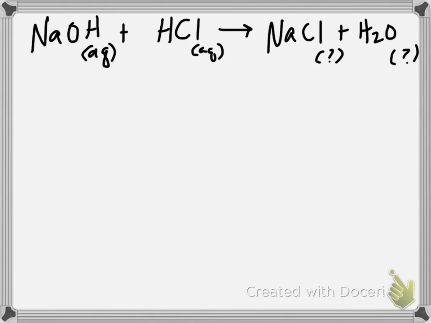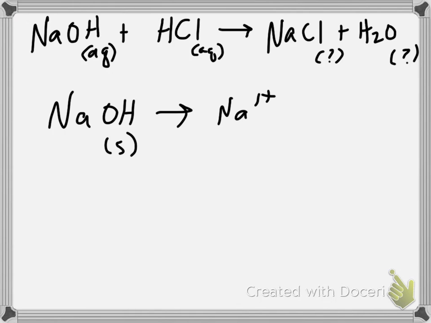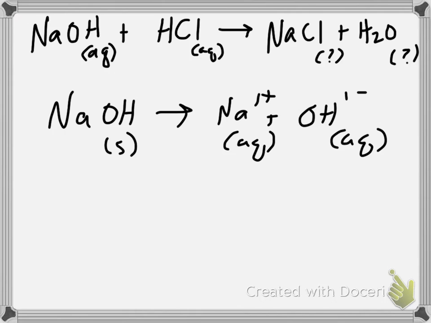So if we're going to do the whole multi-step process here, where we dissociate the sodium hydroxide, we get NaOH in solid form yields sodium 1 plus, hydroxide 1 minus ions, all aqueous. Is hydrochloric acid an ionic compound? Oh. Well, then we need to talk about something else first. It's not an ionic compound.